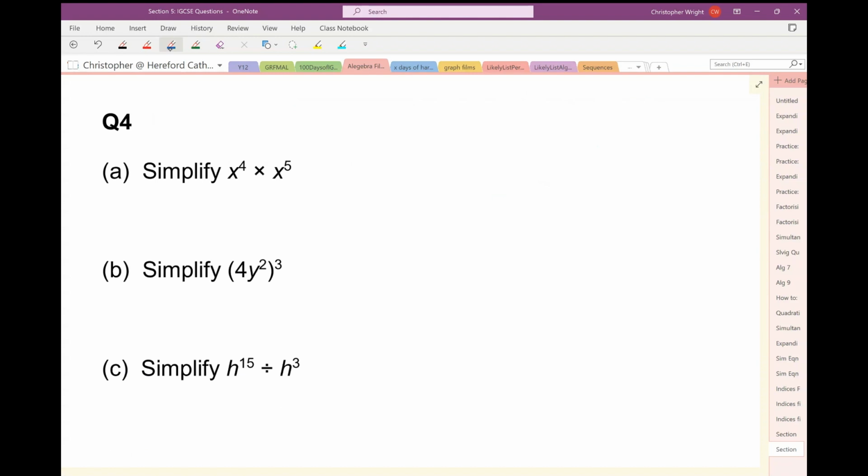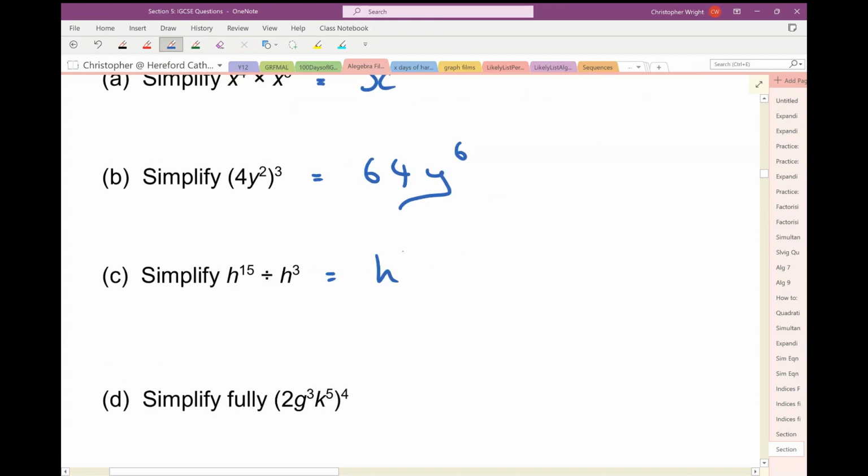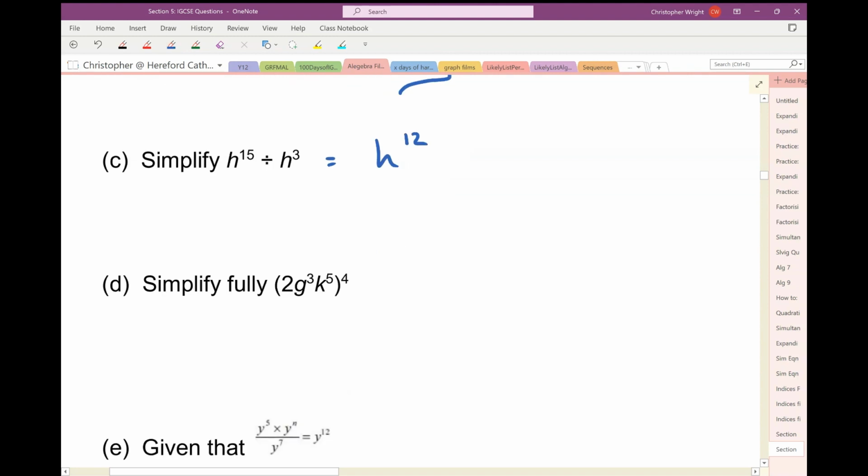Right, I'm multiplying, so I'm going to add the indices. I'm going to raise 4 to the power of 3 and raise y squared to the power of 3. I'm going to subtract the indices. I'm going to raise 2 to the power of 4, 2, 4, 8, 16, g cubed to the power of 4 to give me g to the power of 3 times 4, and k to the 5 to the power of 4 to give me k to the power of 5 times 4, 20.